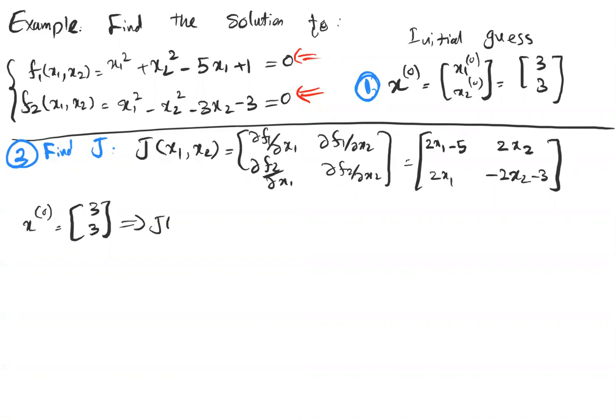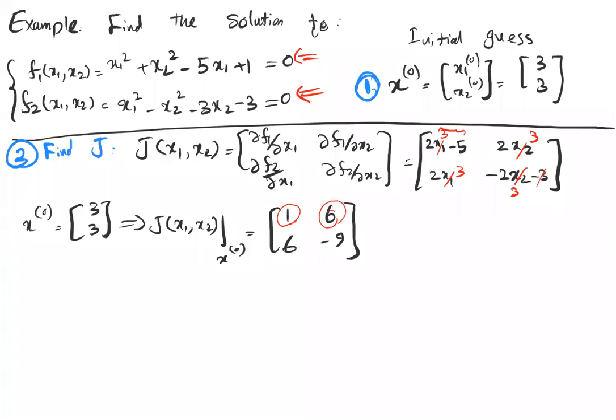So the Jacobian of x1 and x2 evaluated at x0 is [1, 6; 6, -9]. How do we find this? x1 is 3, x2 is 3. So this is going to be 2 multiplied by 3, which is 6, minus 5 is 1. 2 multiplied by 3 is 6, 2 multiplied by 3 is 6, minus 2 multiplied by 3, minus 6, minus 3, minus 9.